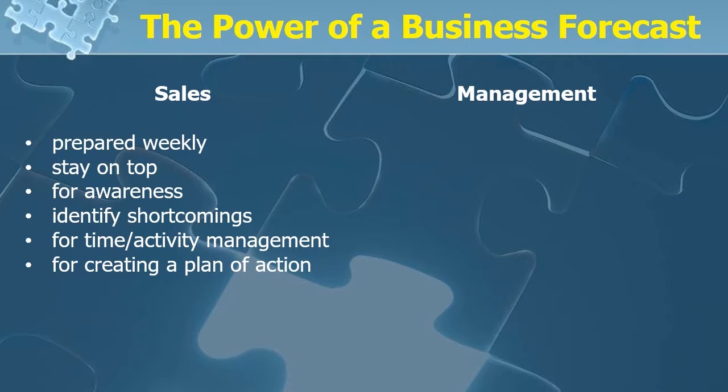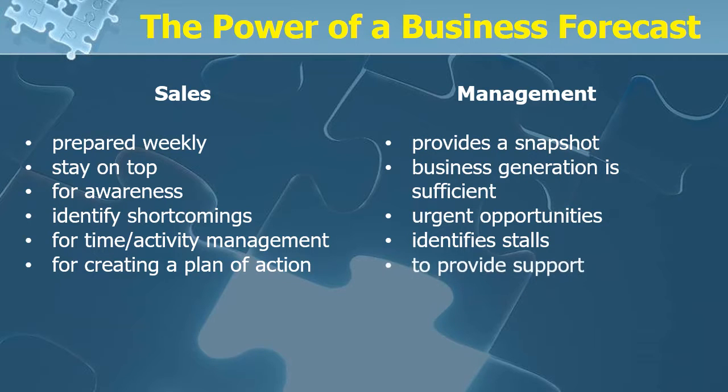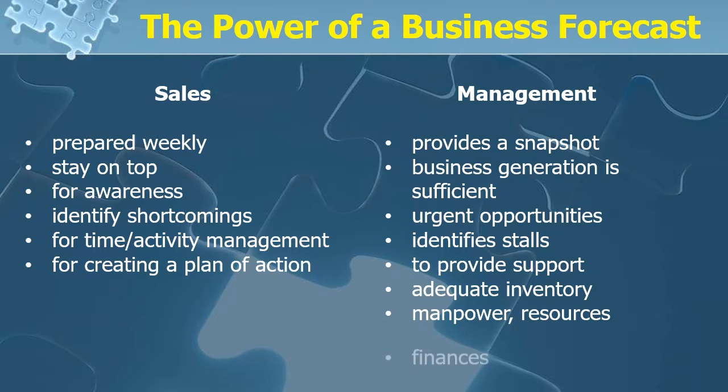From a management perspective, the business forecast provides a snapshot of new prospects to ensure that volume of new business generation is sufficient. It highlights current and urgent opportunities, and it identifies stalled or lost opportunities. This ensures that management is aware of activity in order to provide support where it is needed most, that they maintain adequate inventory quantities, manpower, physical resources, and financial resources or cash flow.